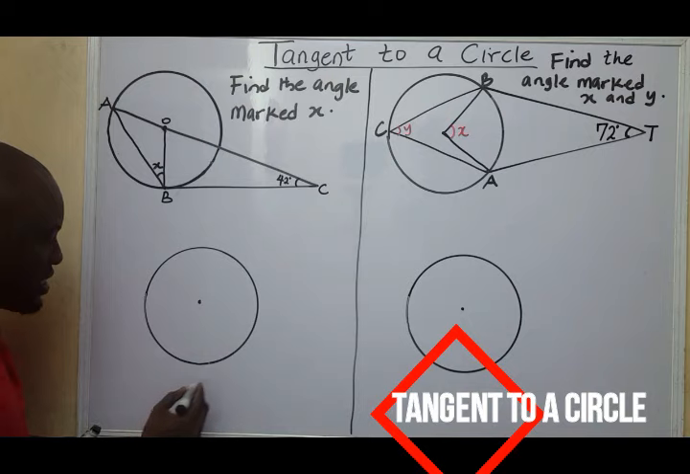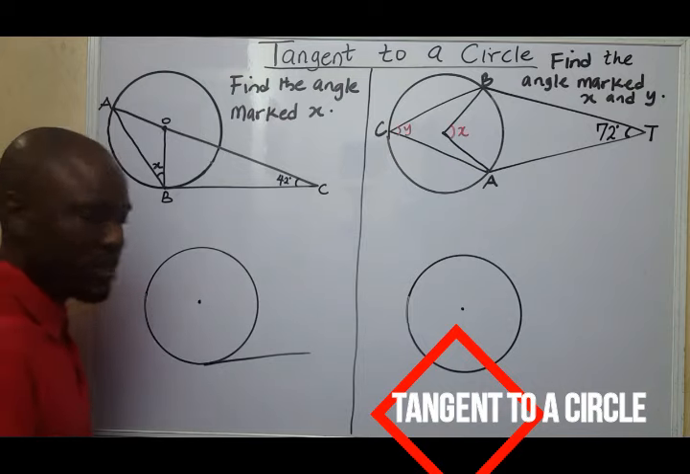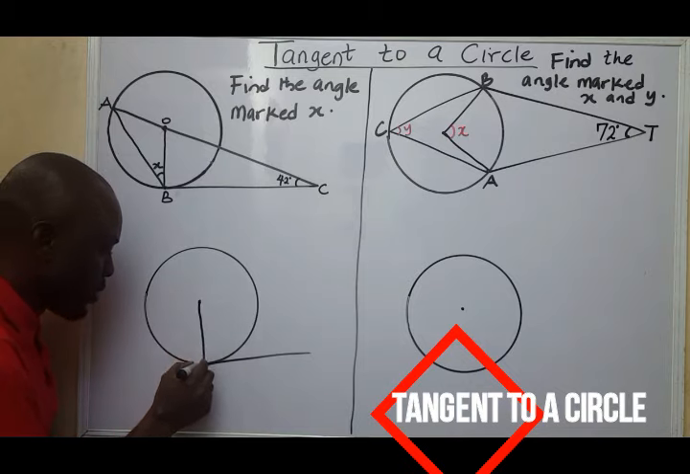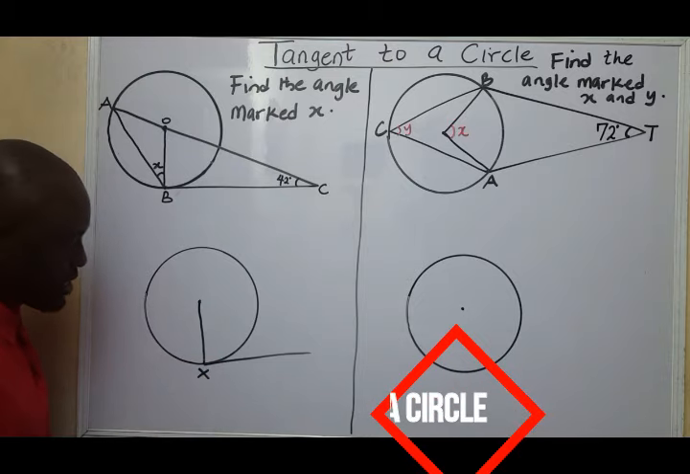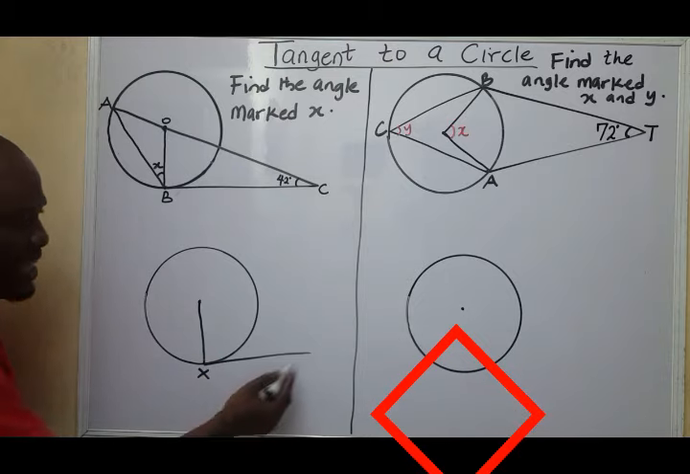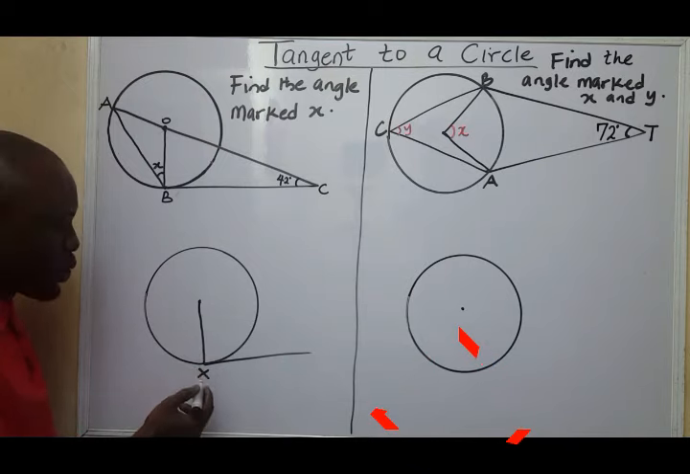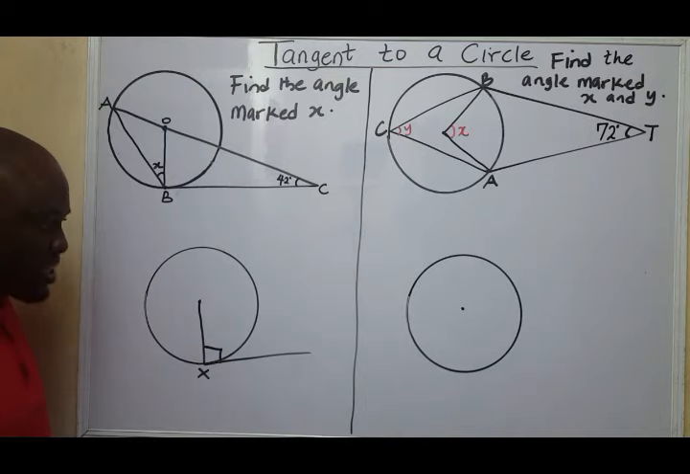If I draw a line segment, this is the tangent of the circle, and this is the center of the circle. A line segment that moves from the center of the circle to the point of contact on the circumference, let's say this is point X, is the radius. So the radius and the tangent, from the point of contact, make an angle of 90 degrees. That is the first thing you need to know about a tangent.